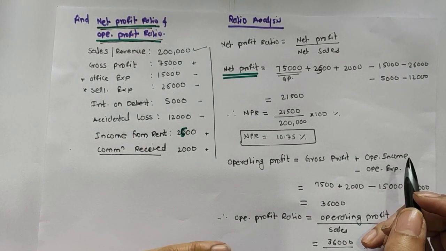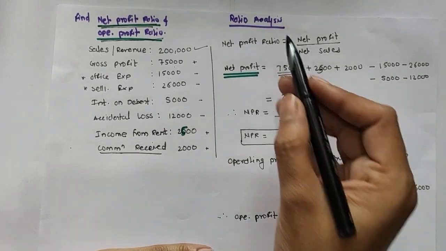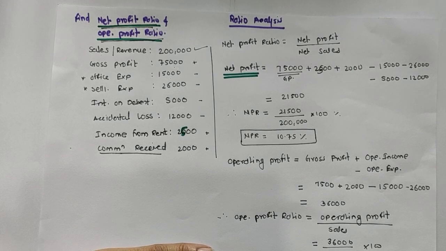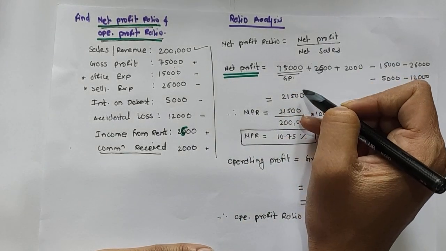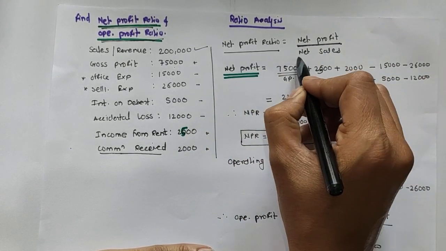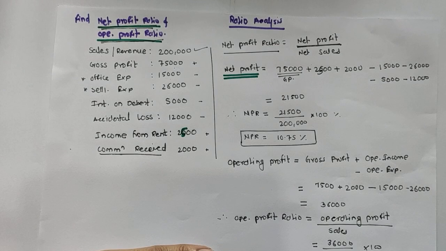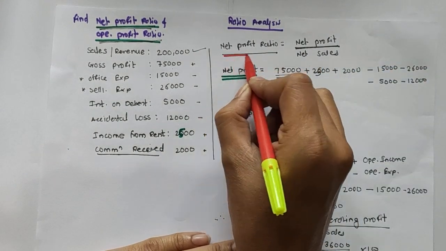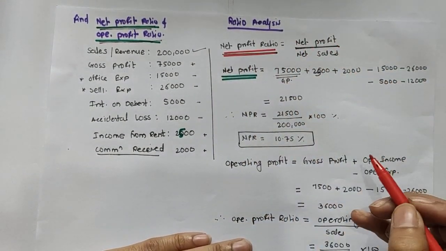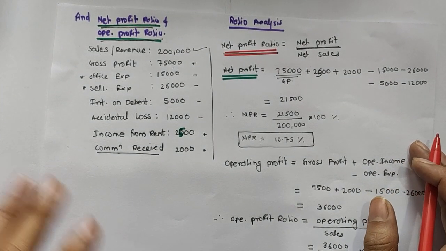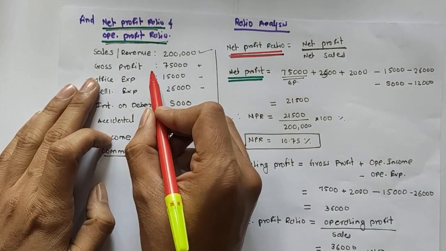See friends, how to calculate the net profit ratio? It is very easy to remember. In the last example, the gross profit ratio is gross profit divided by net sales. Similarly, net profit ratio is nothing but net profit divided by net sales. That is your net profit ratio. So here is the formula. Now, what is the net profit? How to find the net profit? See here, gross profit they have given.